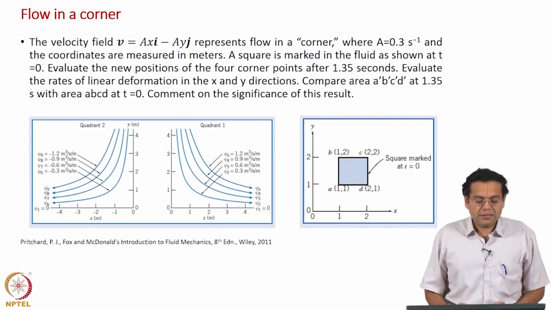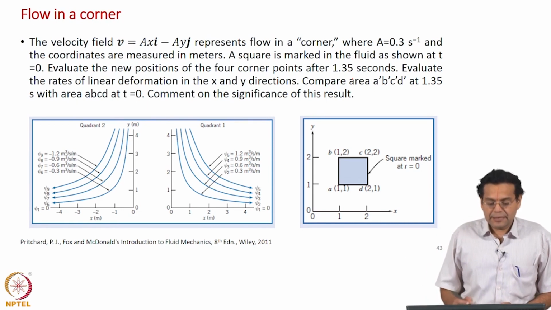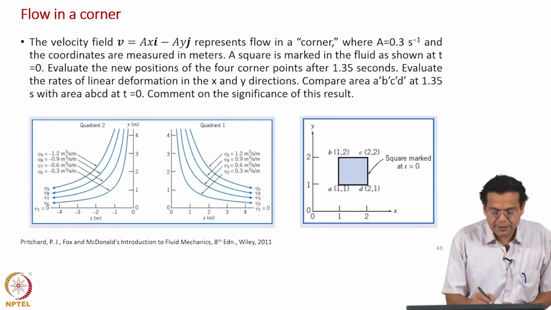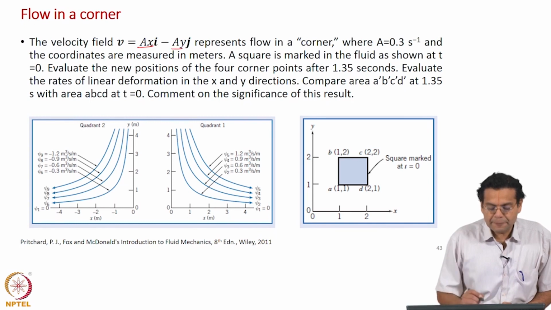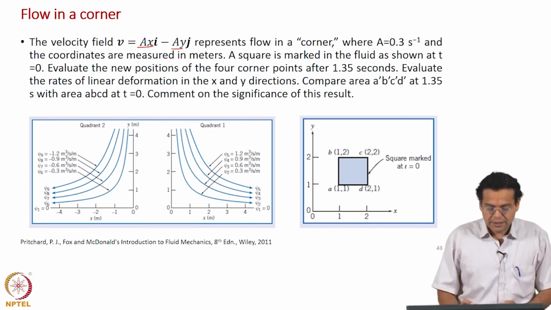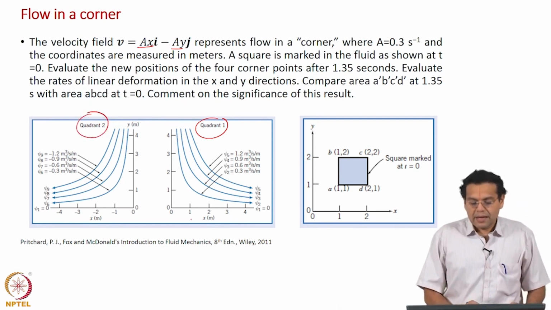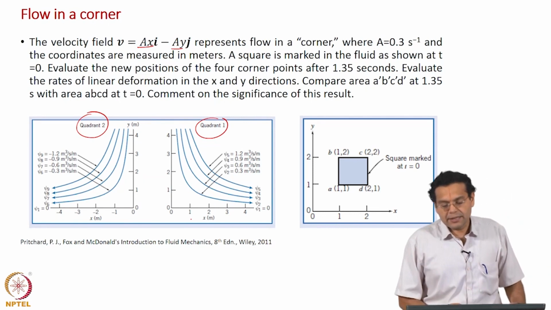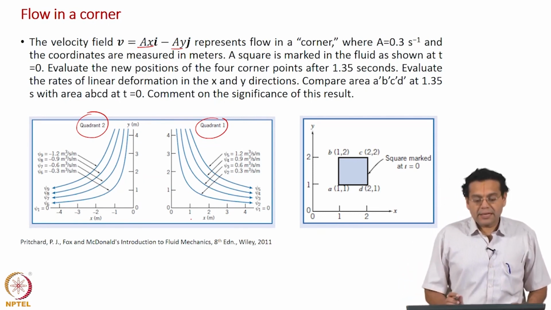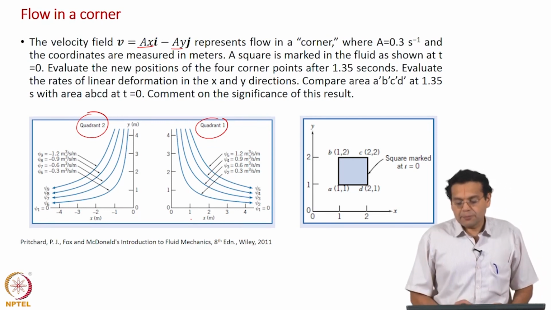So, velocity field V is given by Axi minus Ayj. It is a 2 dimensional velocity field. You have both the x component and the y component. What does it physically represent? It represents flow in a corner, that is what is shown here in quadrant 1 and quadrant 2. Let us take quadrant 1 for easy understanding, and A is a constant given as 0.3 second inverse and the coordinates are measured in meters.